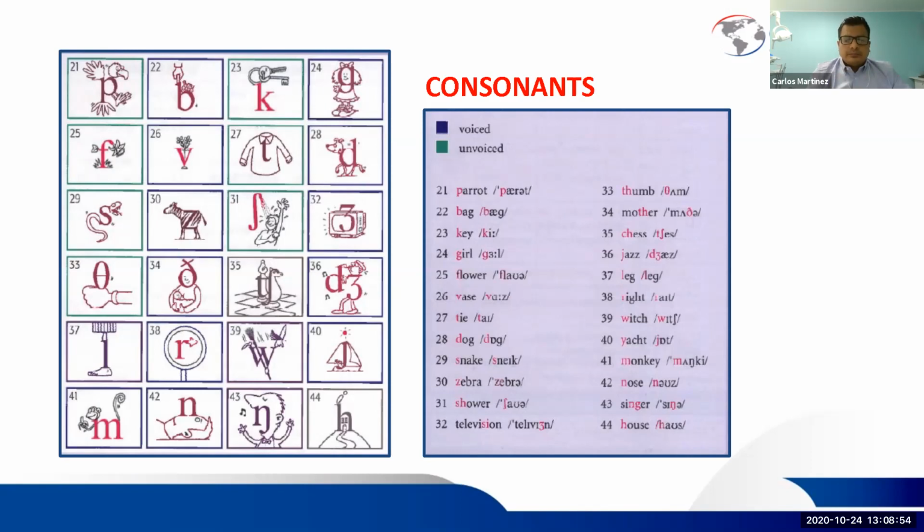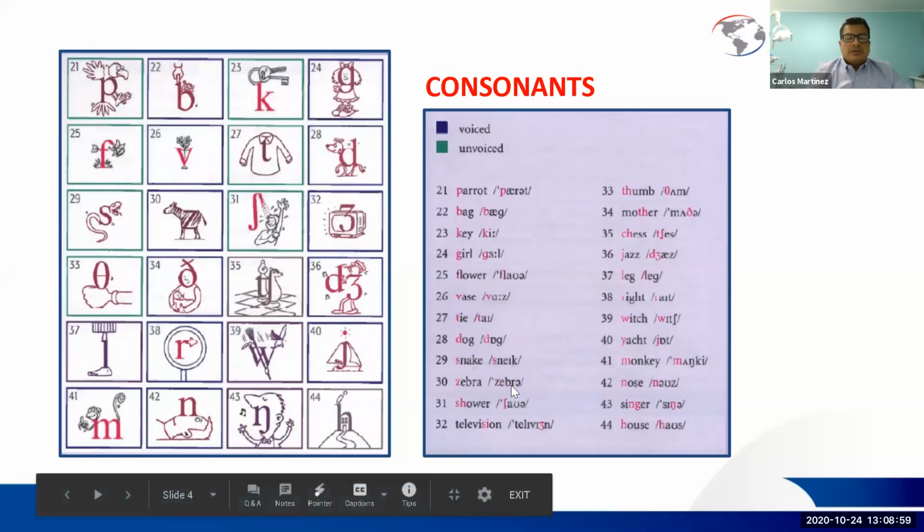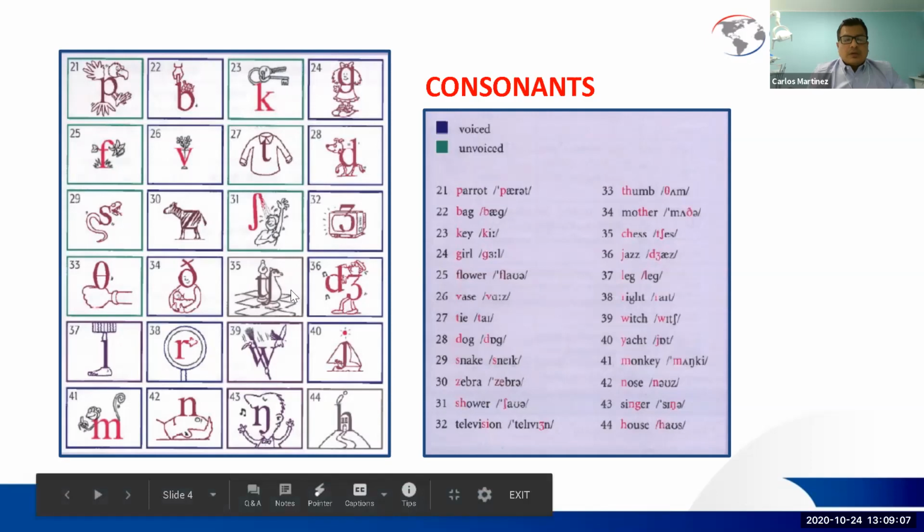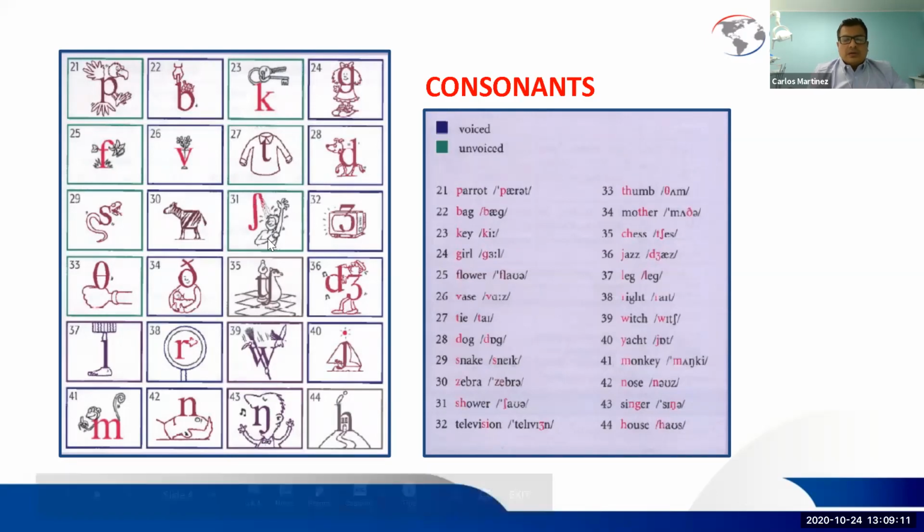Or zebra if you want to pronounce it in British. So both pronunciations are correct. Again, there's no better or worse pronunciation. Next, we have 31. This little symbol like a long S is the sh. Again, green, so it's just no vibration. Shh, just air going through my mouth.